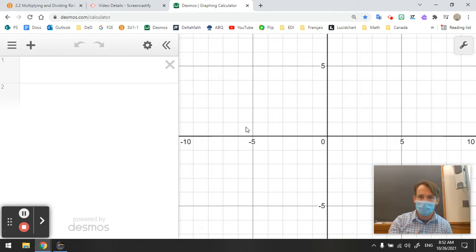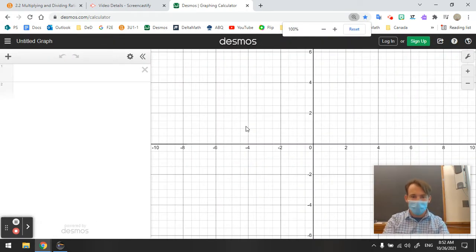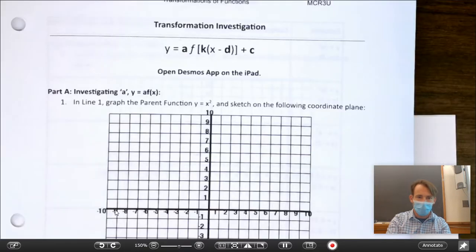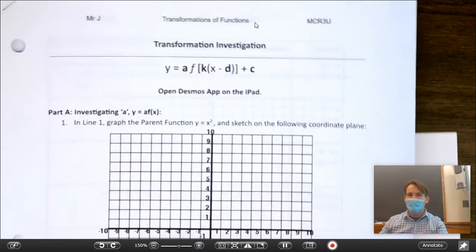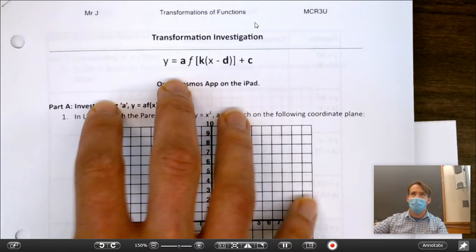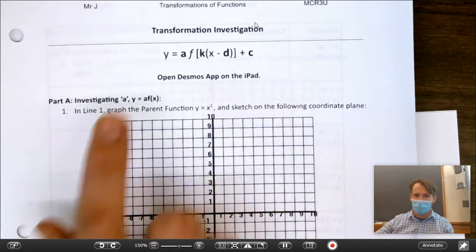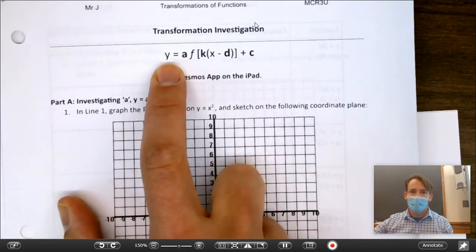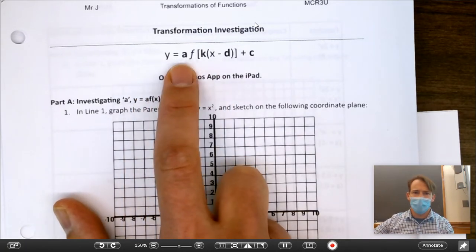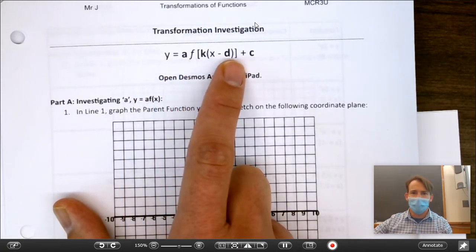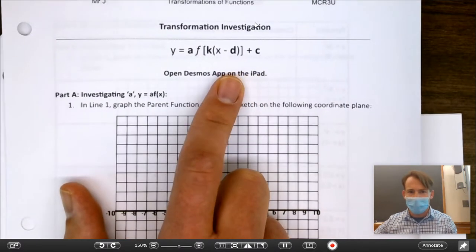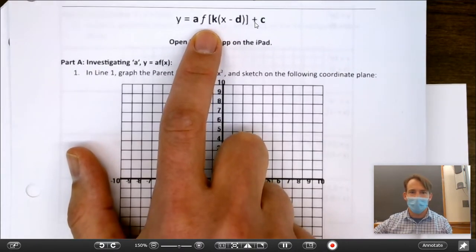We are going to be doing some investigations in Desmos today, and that's going to follow the following format. So here is the handout. I'm going to give you a tour of the handout and the things you're going to be looking at, and then you're going to be investigating these things yourself. So here you have, what the heck is going on here? Y is equal to A f(K(x minus D)) plus C, lots of brackets. All right, let's talk about what we're looking at here.